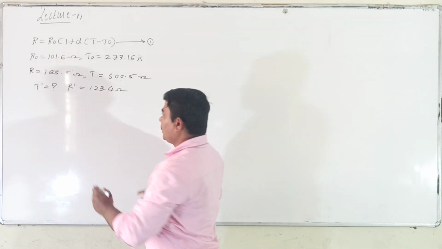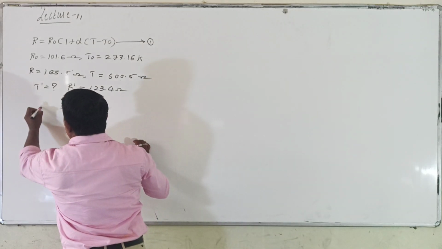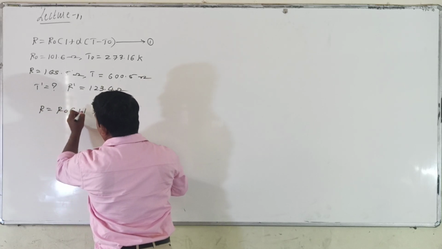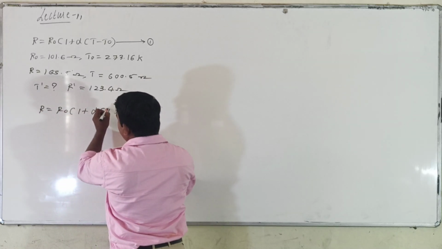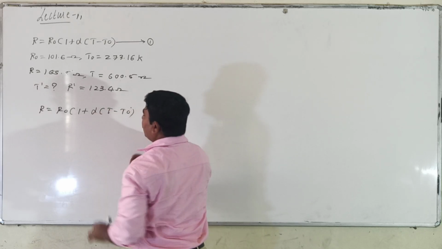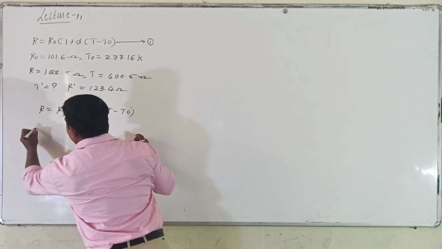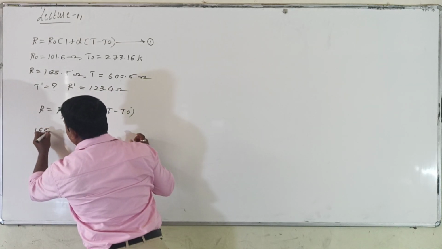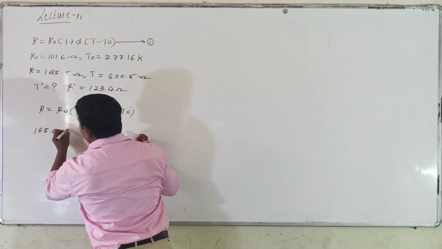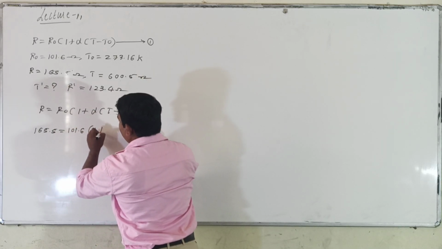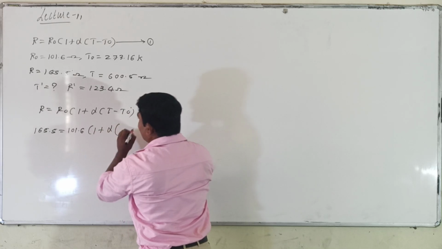See here. Shall I take here alpha? R is equal to R naught into bracket 1 plus alpha into T minus T naught. R is given. R is equal to 165.5. R naught is 101.6 into bracket 1 plus alpha T. What is T?